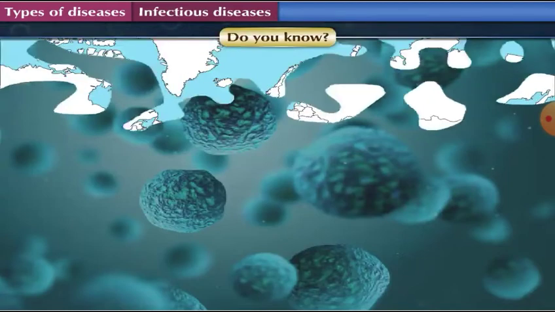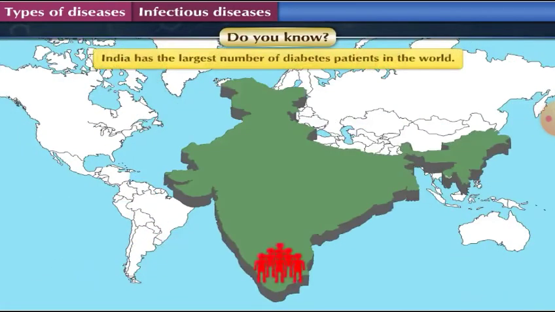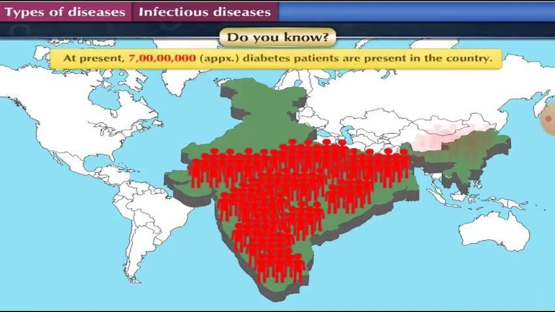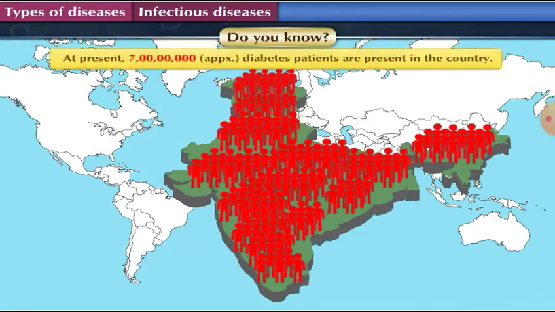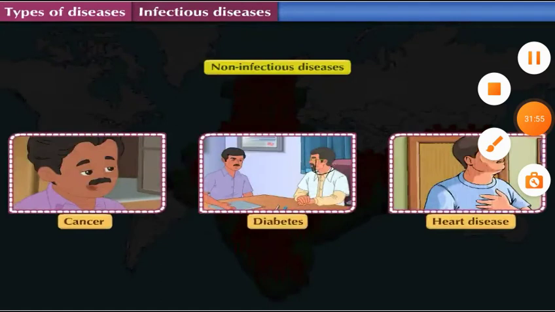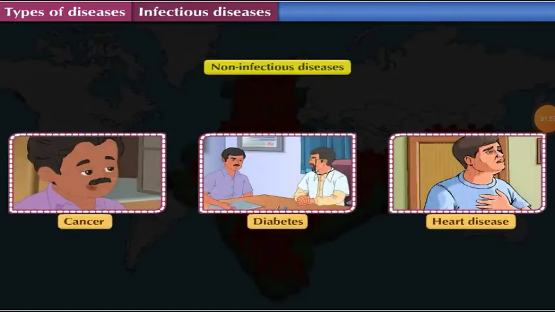Do you know? India has the largest number of diabetes patients in the world. At present, approximately 7 crore diabetes patients are present in the country. Come, let us now move on to study about another very common non-infectious disease, that is heart disease.